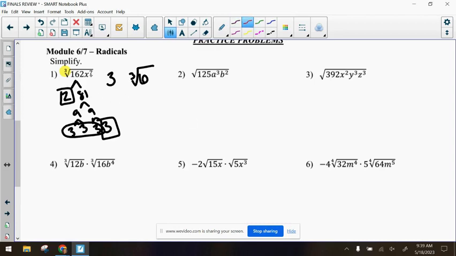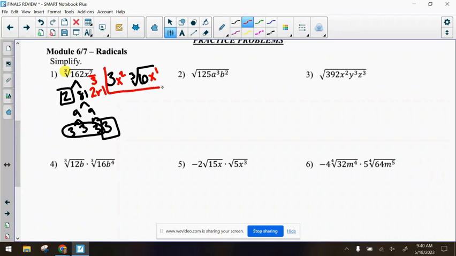And then on x to the 7th, I'm going to divide it by 3. 3 goes into 7 2 times, so I'm going to bring out x squared. And there's 1 left over. So remainder 1, so x to the first stays in. So at this point, go ahead and pause the video, try problems 2 and 3, and then go ahead and resume to check your work.